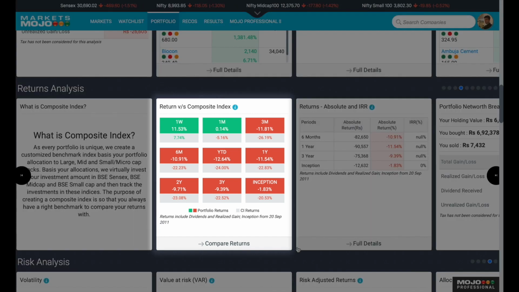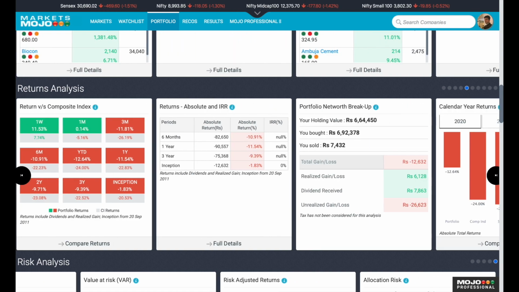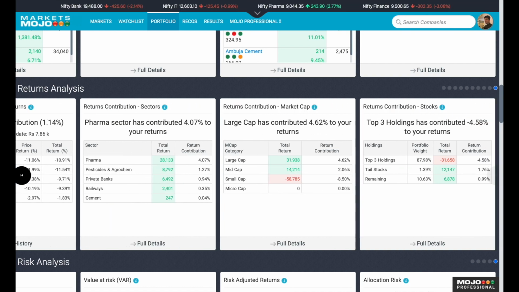accurate comparison. We create this customized benchmark index basis your allocation in large, mid, and small caps and virtually invest your amount and track your investments accordingly. You could find the absolute and IRR returns, the calendar year returns, how has dividends contributed, and also the returns contribution across sectors, market caps, and stocks.